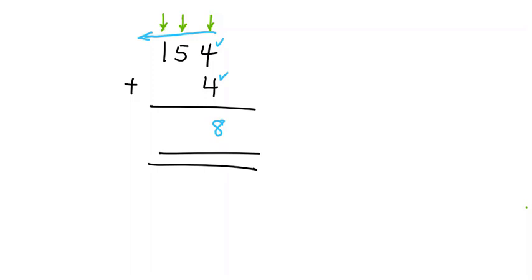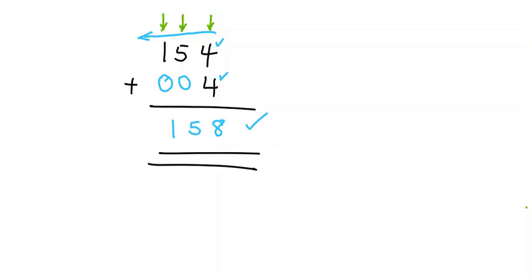Now remember, when we write the number 4, it is the same as writing 004, only that we normally do not include these zeros. Okay, so when you come to the tens, we'll say 5 plus 0, 5, 1 plus 0, 1, and our answer becomes 158.